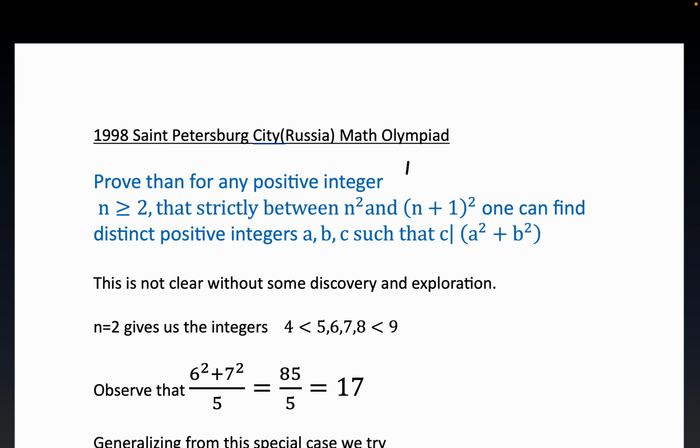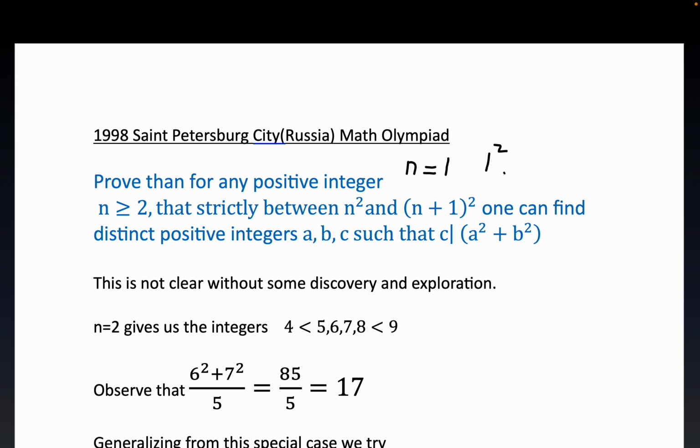Way back from 1998. Now I just want to show you briefly why they exclude 1. If n were equal to 1, the numbers between n squared and n plus 1 squared would just be, let me write it out, you'd have 1 squared, right?